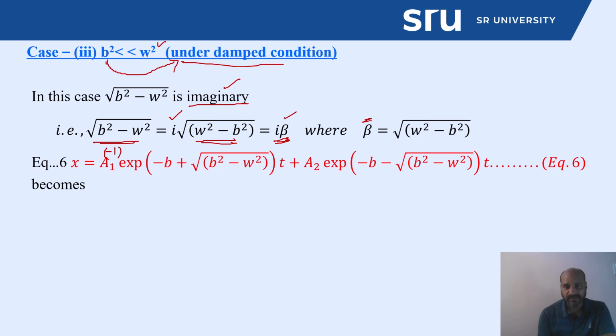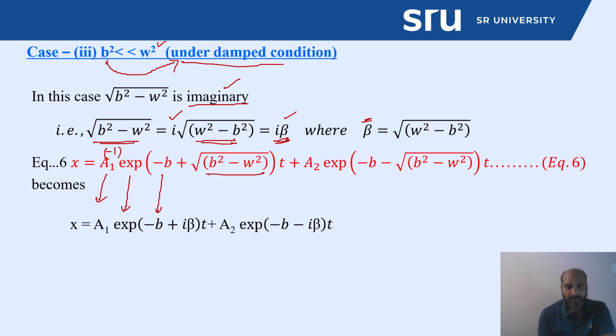If it is i beta, then this equation 6 will change to, see here, a1 as it is, exponential as it is, minus b as it is. This value is i beta. So i beta of t plus, okay, here it is minus i beta. Only that changes, minus i beta. And here also we can take something common. If you observe this equation, here also we can take common.